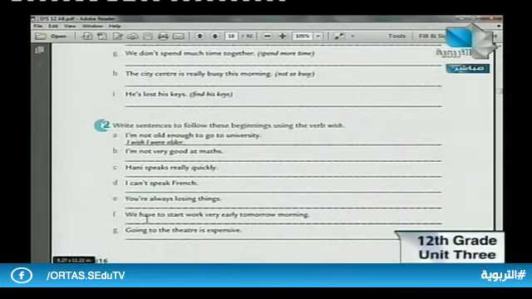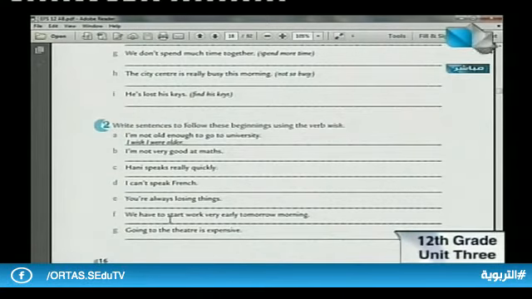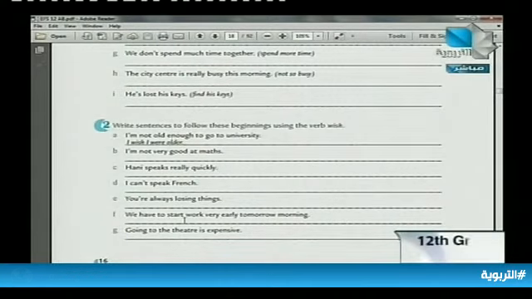We have to start work very early tomorrow morning. I wish we didn't have to start work very early tomorrow morning. Or we wouldn't have to start work very early tomorrow morning. That's right.